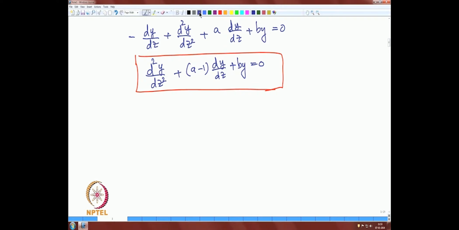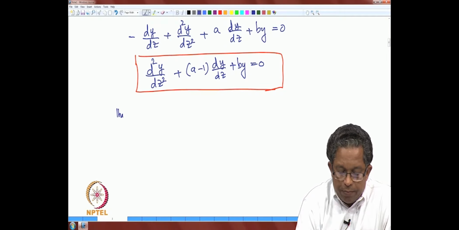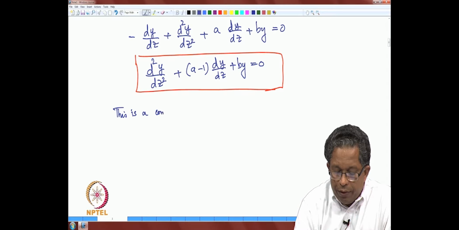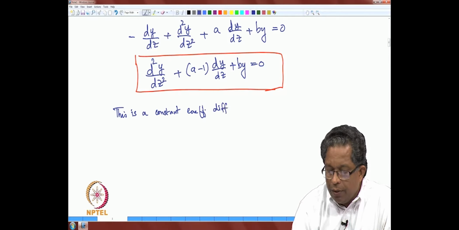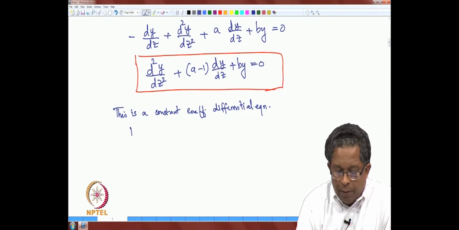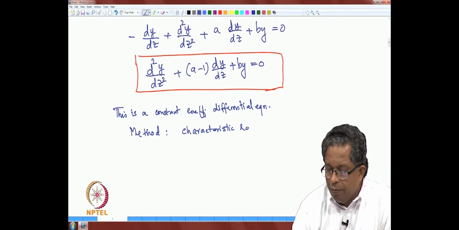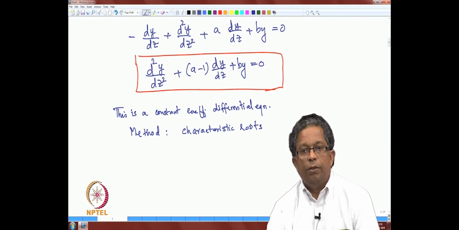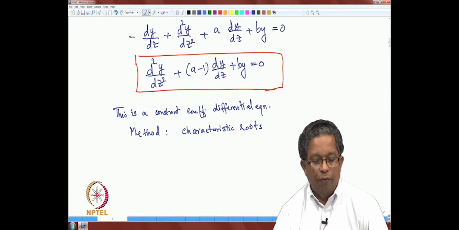Now, we are taking the characteristic roots. So, it is a constant coefficient differential equation, so the method is: find the characteristic roots, and these three situations where the roots are real and distinct, the roots are real and equal, and roots are complex. So, which we have already seen.